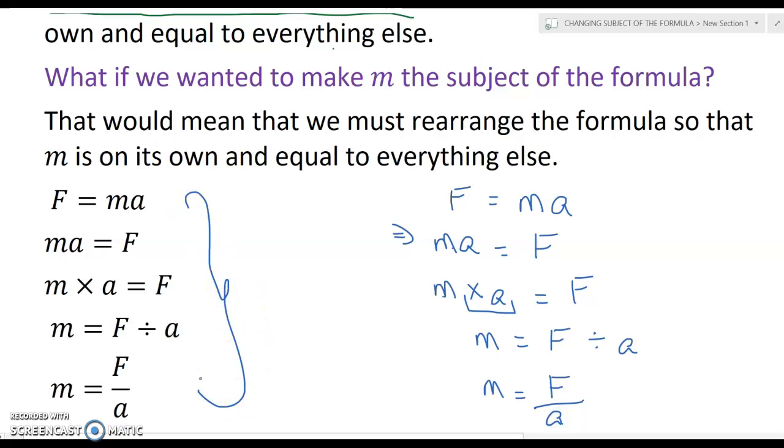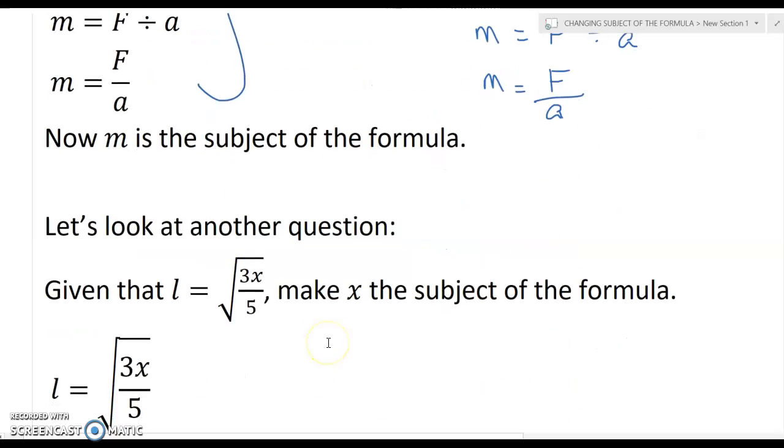So that's what it really means. We're going to change the subject of the formula. You rearrange the formula or the equation to get the letter that you want as the subject standing on its own and equal to everything else.